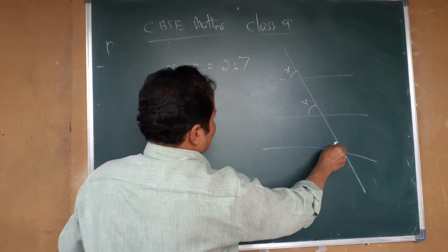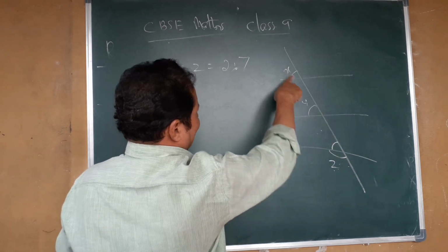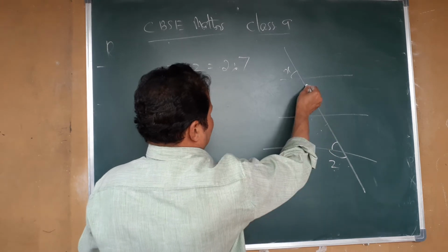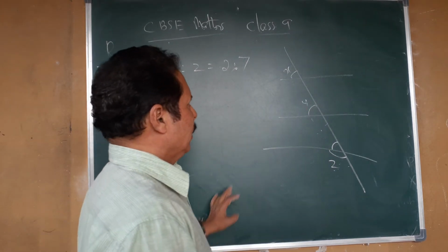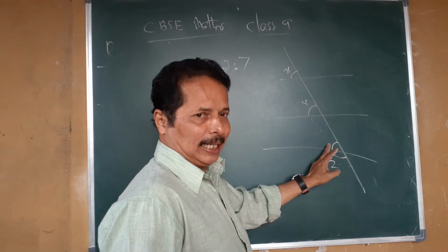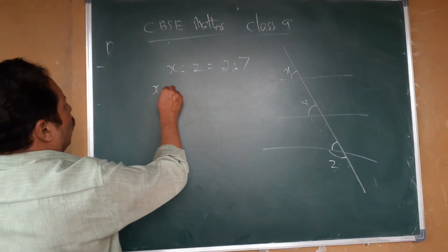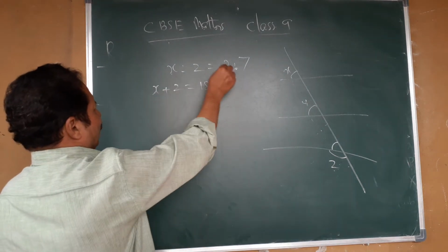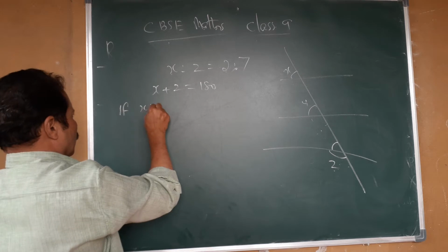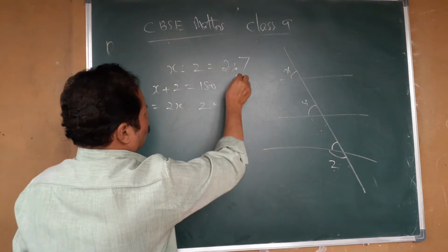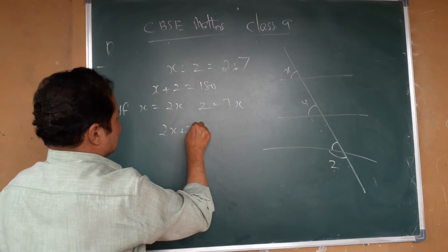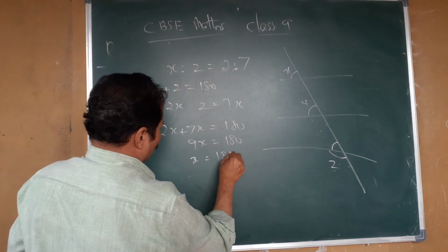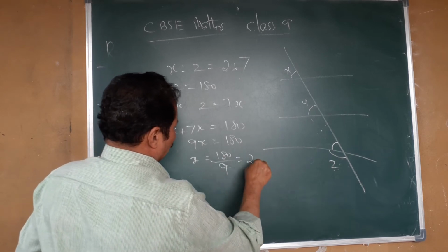X is equal to Y and this angle is also equal. So you get the corresponding angles here, here and here. All of them are equal. Similarly, X is equal to Y equal to this angle. So, X plus Z is equal to 180 degrees. You see that? Because the lines are parallel. If X is 2x, then automatically Z is 7x. 2x plus 7x equals 180. 9x equals 180. x equals 180 by 9, that's equal to 20.